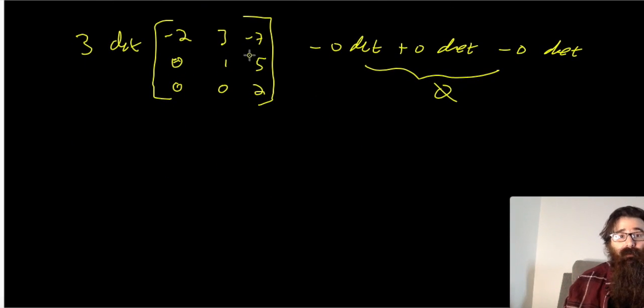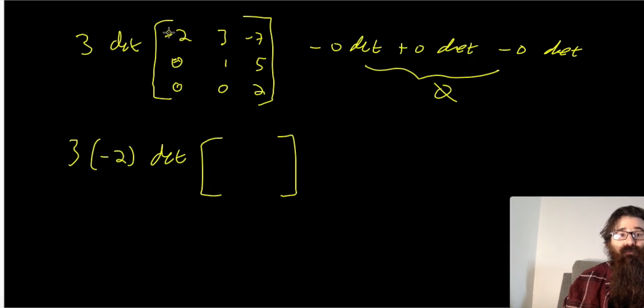We reset our checkerboard pattern. We do this again. For the least amount of computation, you could do this with the bottom row, but I'm going to stick with my first column. So I have 3. Now I'm going to bring out this negative 2. It's associated with the plus sign, so don't flip the sign. Leave it the way it is. It's a negative 2. I'm going to keep it negative. Times the determinant of the 2 by 2 matrix that I get when I remove the entry's row and column. So that's 1, 5, 0, 2.